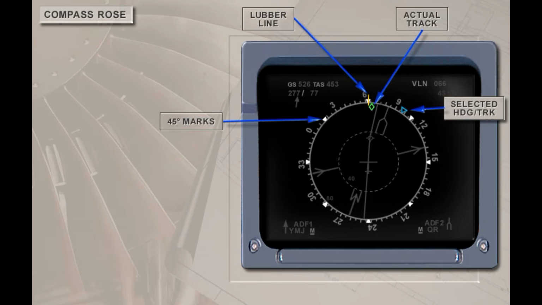In all modes except plan, the yellow lubber line, fixed at the top of the moving white compass rose, indicates aircraft heading. The blue selected heading, or track triangle, shows the heading or track selected by the pilot. The actual aircraft track is displayed as a small green diamond. In rose modes only, small white triangles are fixed at 45-degree intervals around the circumference of the compass rose.